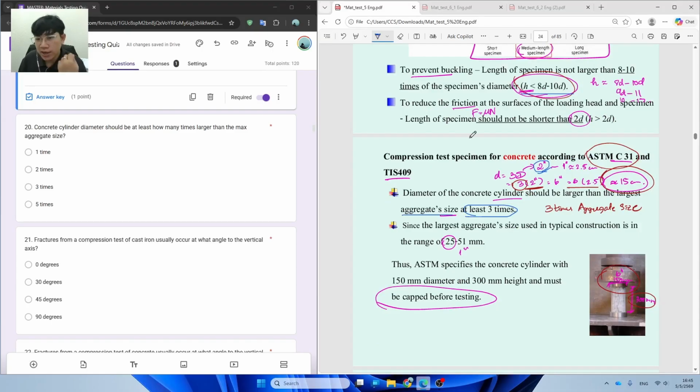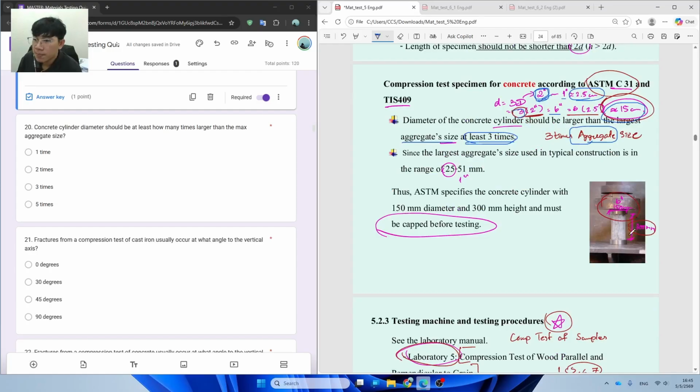So this one we can answer easily. It's supposed to be 3 times larger than the aggregate size. Okay, so this aggregate size, normally we have the largest of about 2 inch. And if 1 inch equals 2.5 centimeters, if it is 3 times of 2 inch, it's supposed to be 6 inch. 6 multiplied by 2.5 is approximately 15 centimeters.